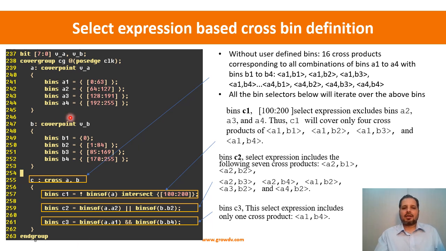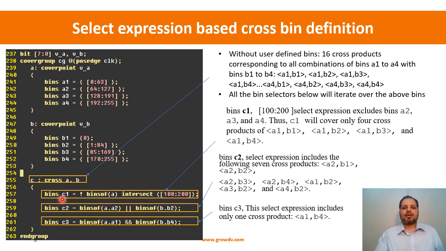In this example, we have two 8-bit bit vectors, one called v_a and another called v_b. We have defined two cover points, cover point a for the vector v_a and cover point b for the vector v_b, and both of these are visible to this cover group because of the scope, and this cover group is using implicit sampling. We have crossed these two cover points, a and b, to define another cover point C, and what we are interested in is these three bins and what values they are getting.